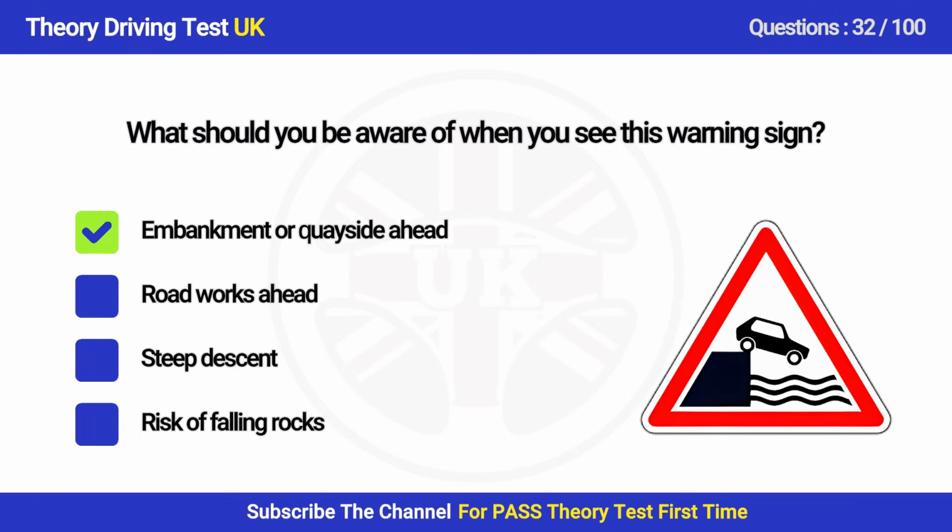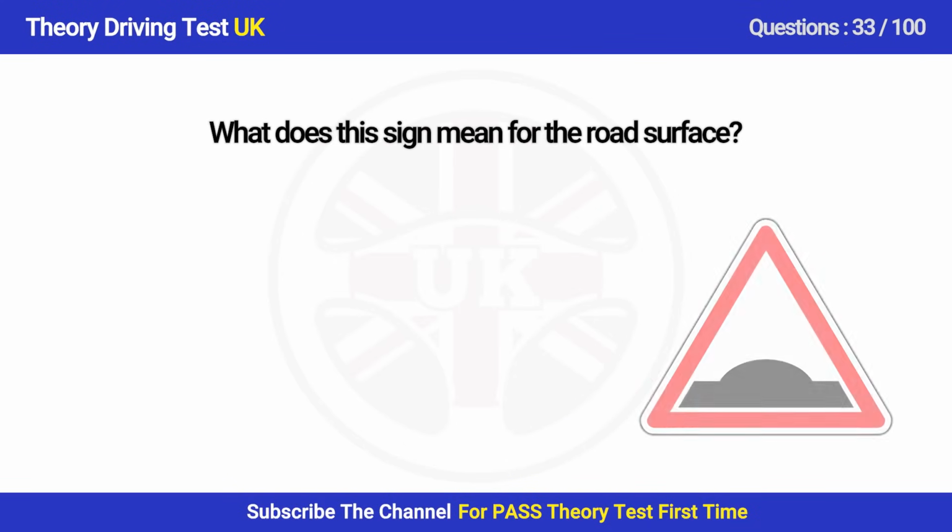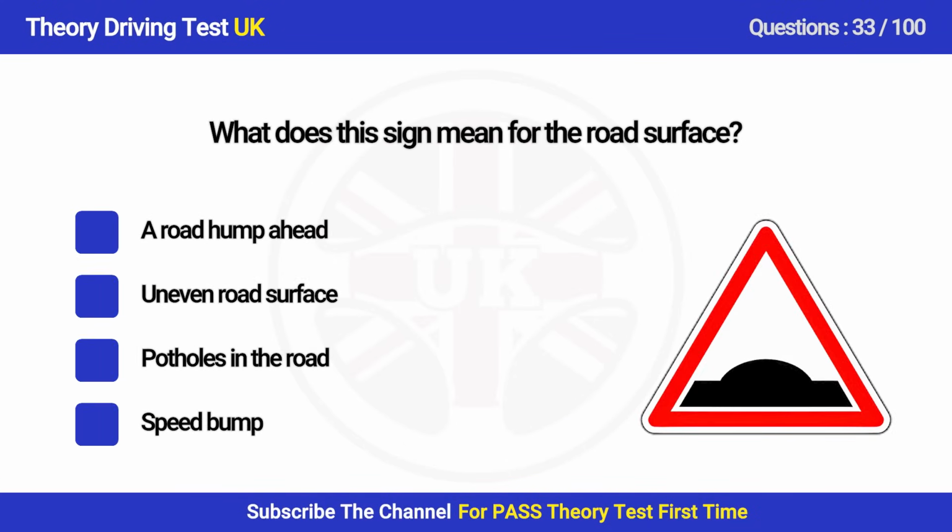Answer is A. Embankment or quayside ahead. This sign warns drivers of an embankment or quayside ahead, indicating a potential drop-off or unfenced edge beside the road, often near water. Drivers should exercise extreme caution, especially in poor visibility, and keep a safe distance from the edge.